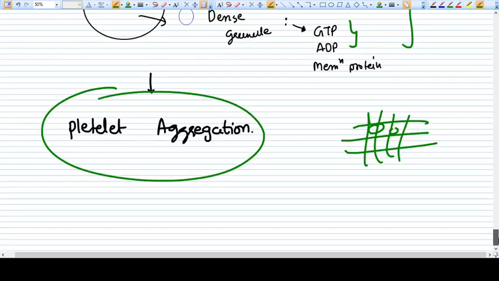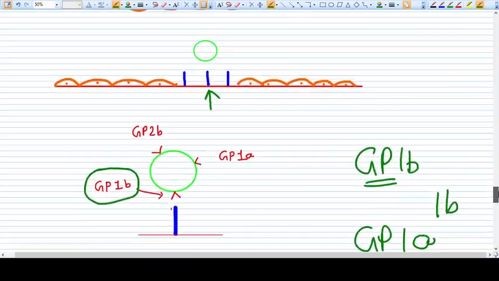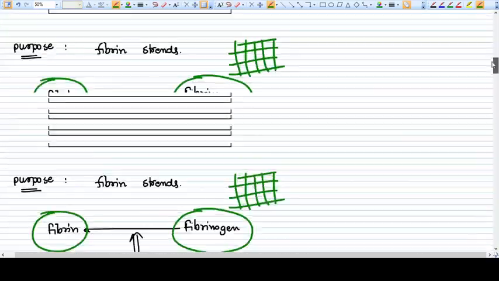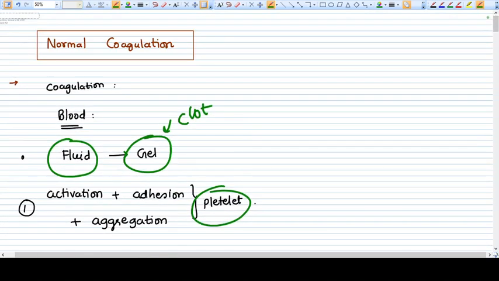So this is, I think, the very basic knowledge of coagulation that you need. In the next video I will tell about how to assess coagulation with PT and APTT.